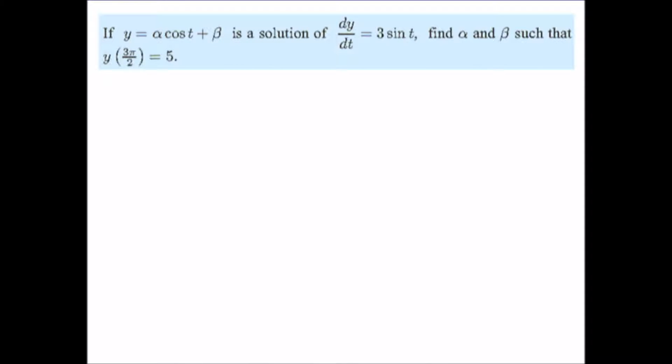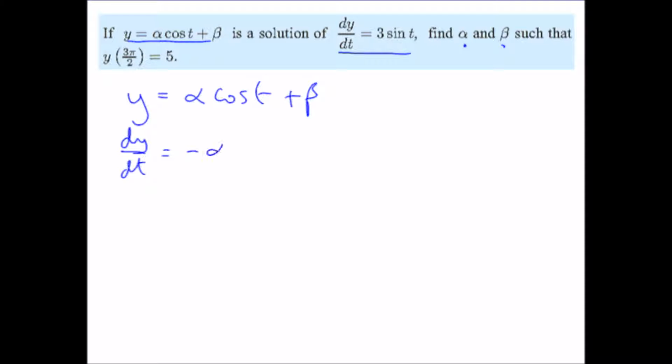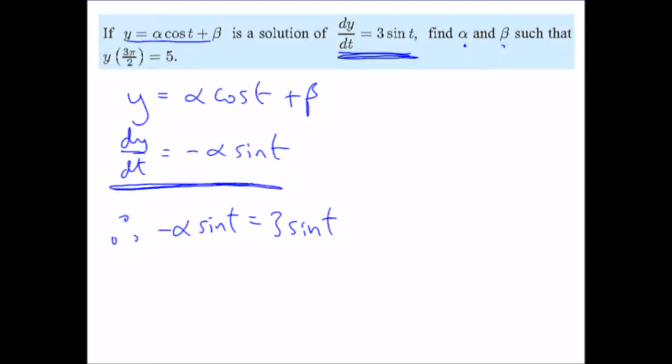Alright, second example, we are told that that is a solution of our differential equation, and we're asked to work out the value of alpha and beta. So once again, if we have y equals alpha cos t plus beta, we can differentiate that with respect to t, so dy by dt equals a minus alpha sine t plus 0. So this value here and this value here both represent dy by dt, therefore they equal each other. So we can now equate terms and we can see that alpha must equal -3.